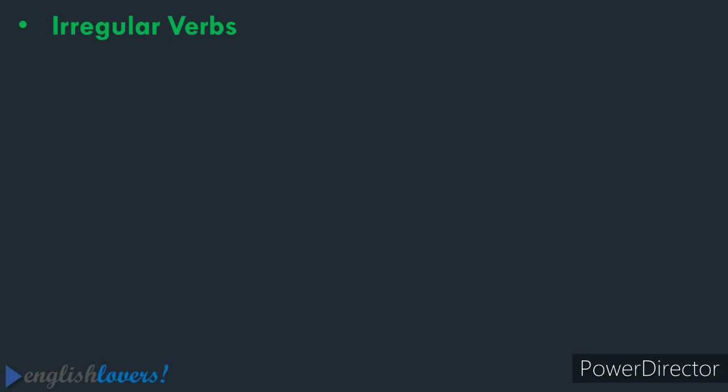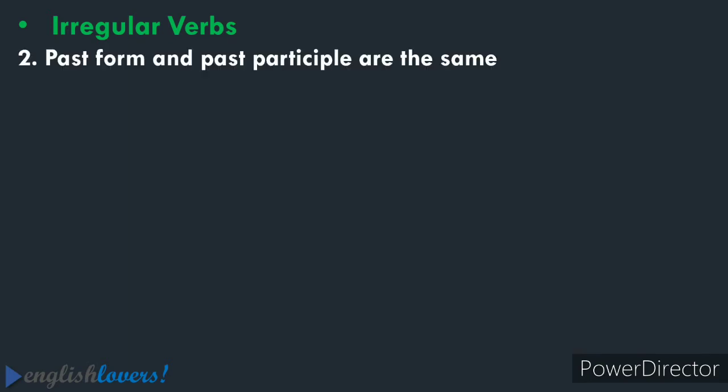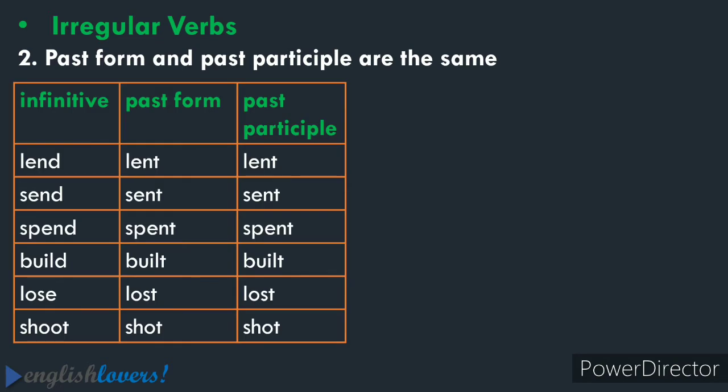Now we learn the second case of irregular verbs. What is the second case? The second case is where the past form of the verb and past participle are the same. In the first case, the three forms were the same. In the second, the past form and past participle are the same but different from the present form. See some examples.